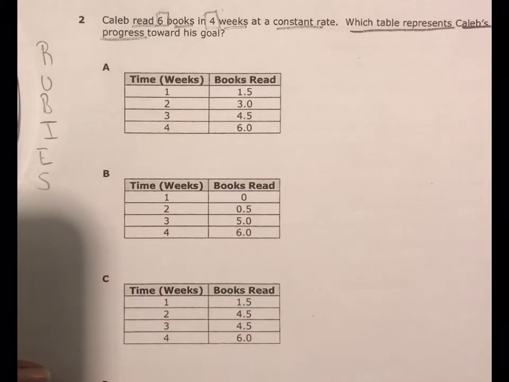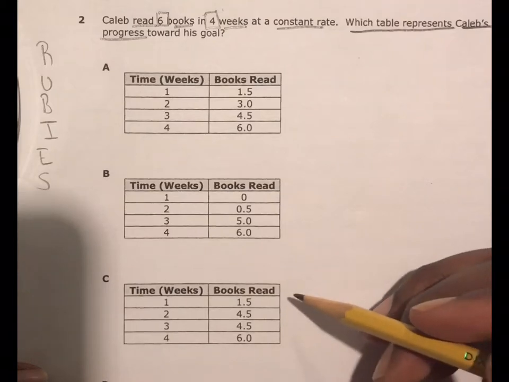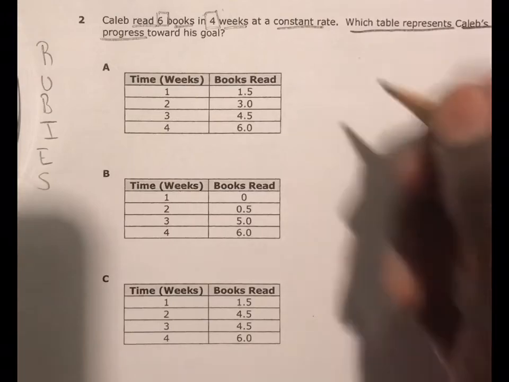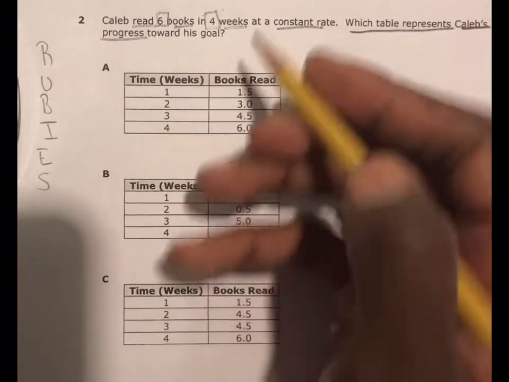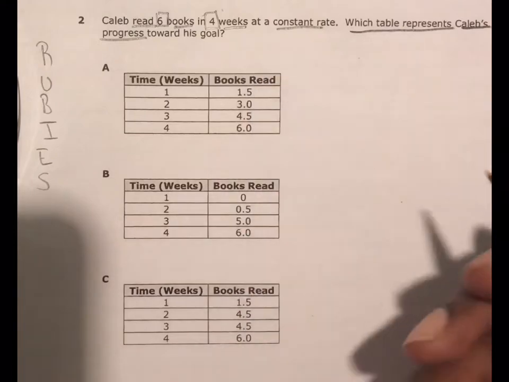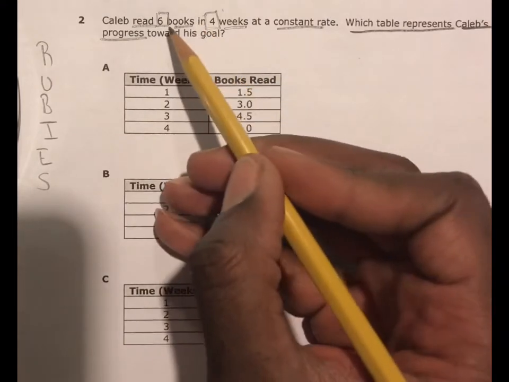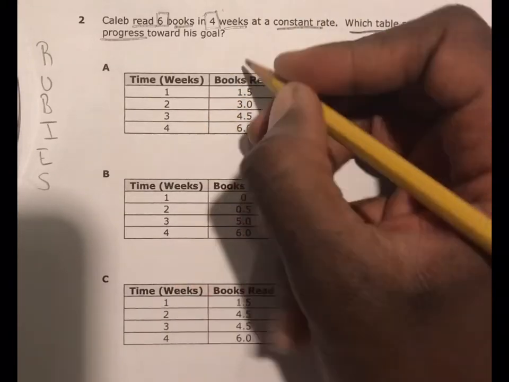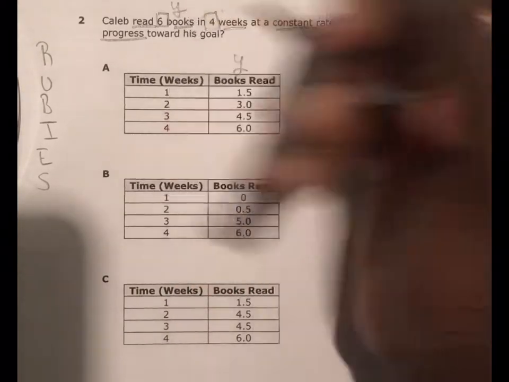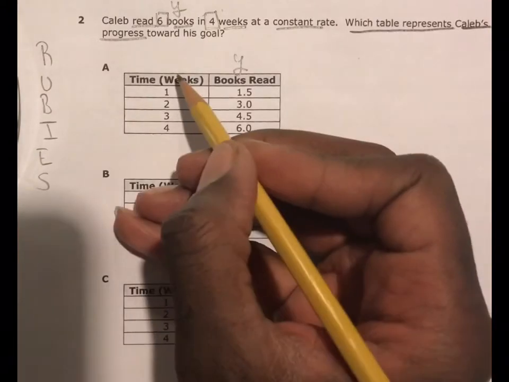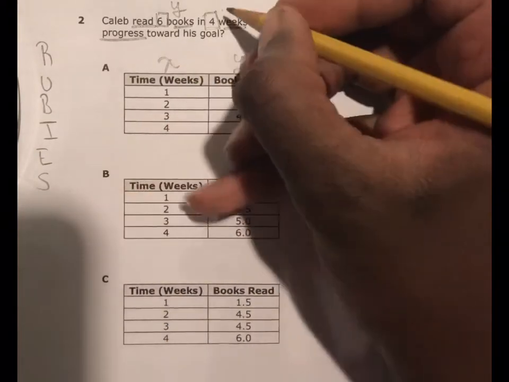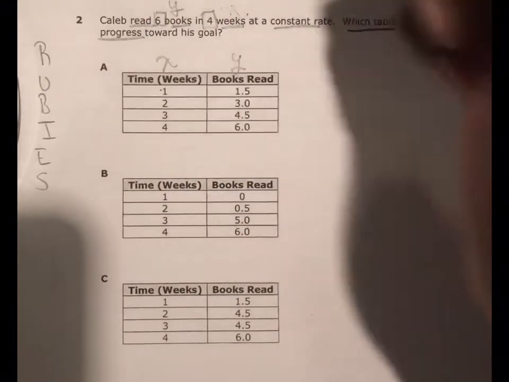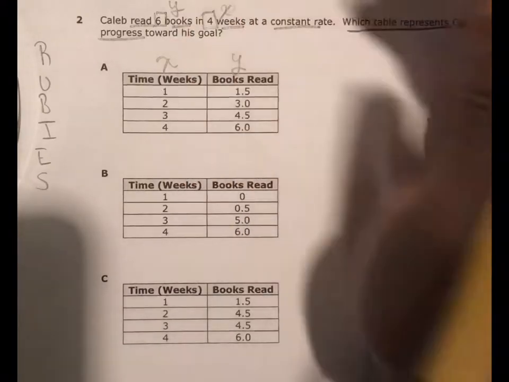When we look at the table, we can see that it gives us some options. So the very first thing that we want to figure out is in which situation are we going to find that Caleb has read 6 books in 4 weeks. Well, we know that 6 books is going to be his output, so that means 6 is going to be his Y. So we can see that on our table. We're also going to identify it over on our problem. So that means weeks is X, and we're going to identify it on our problem, weeks as X.